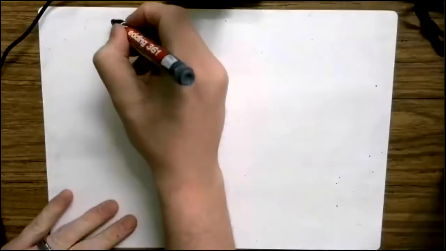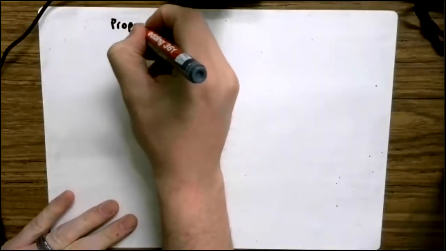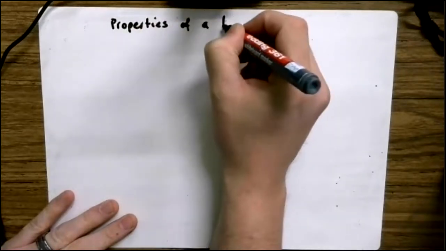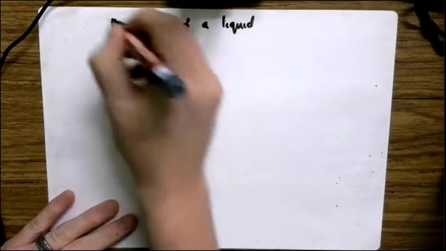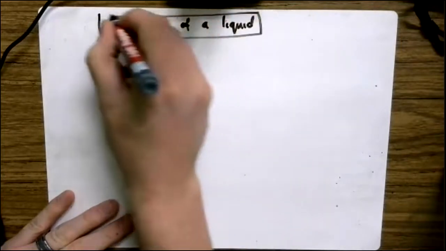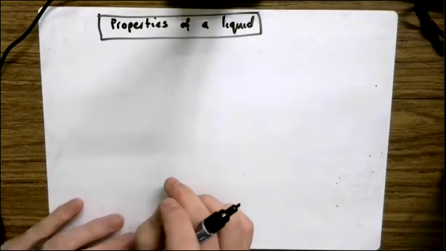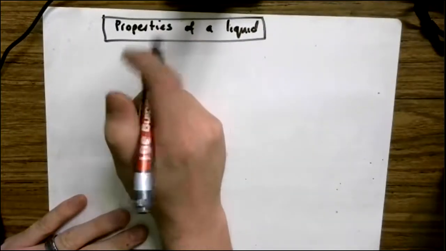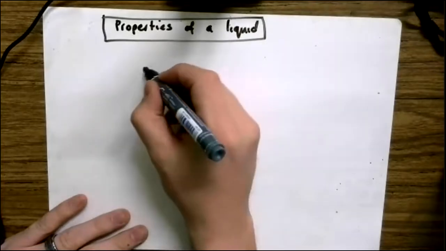Okay, we're now going to look at properties of a liquid. Now, what I would like you to do is pause the video and draw, like I did in the first diagram, a particle diagram of a liquid. Pause the video. Okay, and I hope you did something like this.